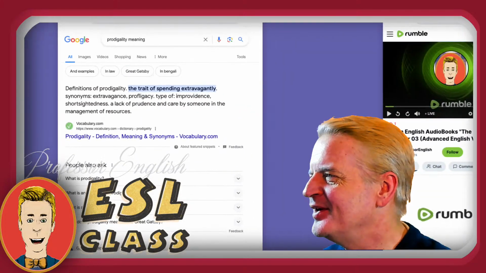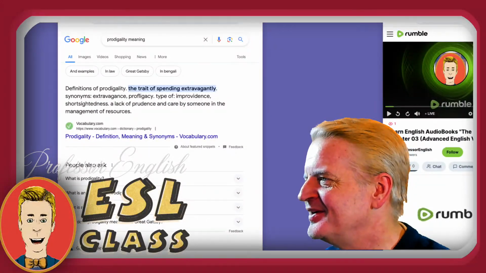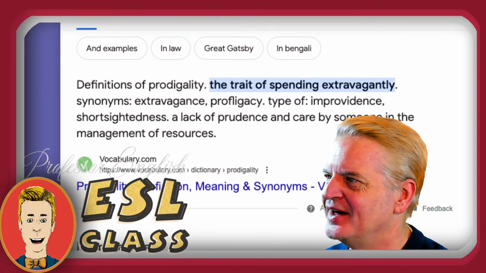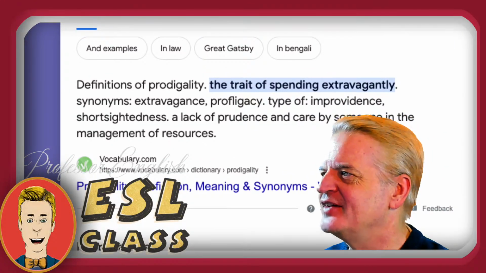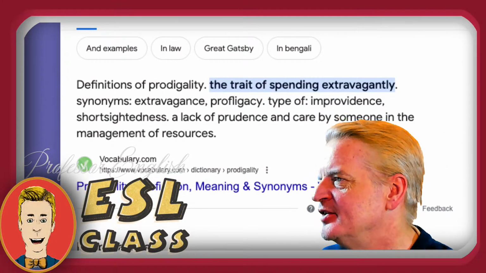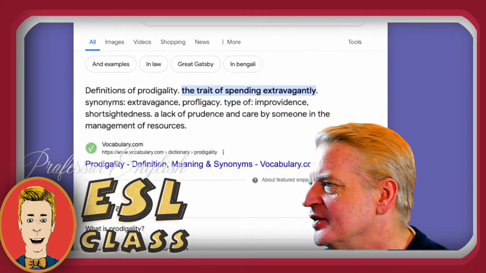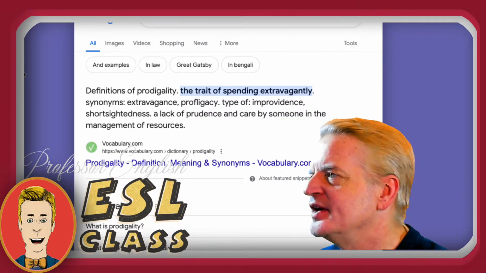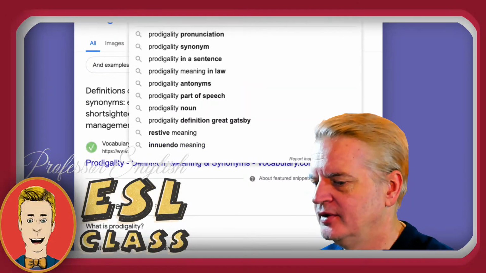I must have spelled it wrong when I looked it up the first time, and it just gave me the name of a company, and I said, "Oh, what is that?" So it must be prodigality. That must be the way that you pronounce it. Do they have the pronunciation here? Let's try to get the pronunciation.